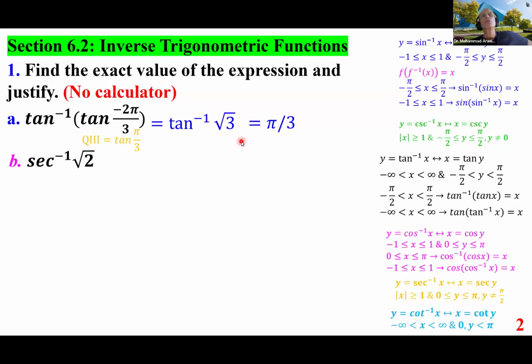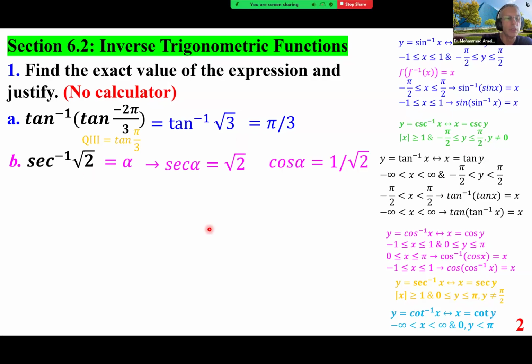Secant inverse of square root of 2, let's call it alpha, beta, gamma, you choose. By definition, secant alpha is square root of 2. We know cosine is the reciprocal, 1 over square root of 2, which is the same as square root of 2 over 2. And the angle alpha, or the arc alpha, is pi over 4. It's a common arc.